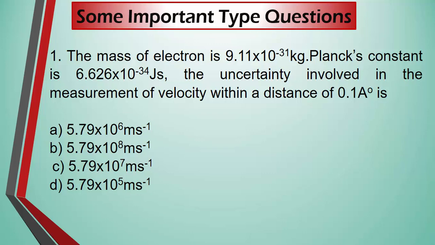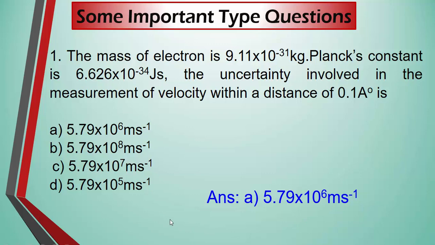Here, dear student, you need to be very careful. Look at these options. Options all have the same value except for the power of 10. This being the case, you need to be very careful when doing the calculation regarding the powers, because most of the time, in examination tension, many of you will tend to make a mistake with the powers. So you need to be very careful when you are solving such numericals. Okay, let's see which one is the correct answer. The correct answer is option A, 5.79 into 10 to the power 6 meters per second.